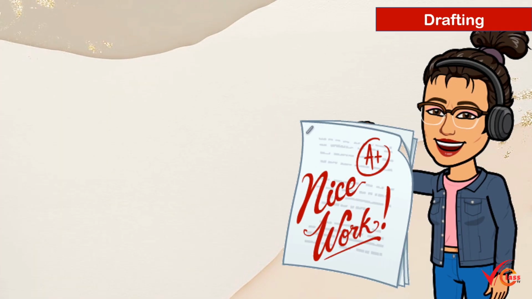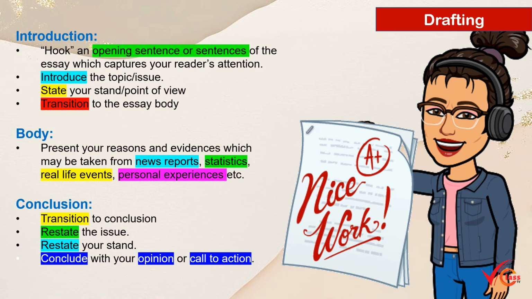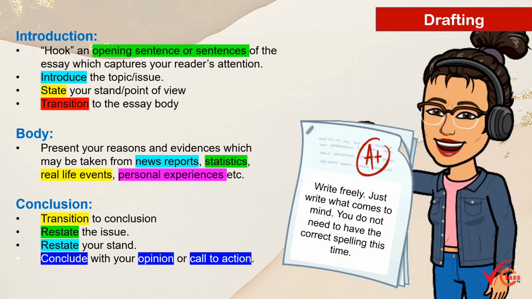The next thing that you are going to do is to draft your first write-up of the topic. Always remember that you are going to do the introduction like this, the body and the conclusion like that. This is just a guide anyway, but for this phase, you are just going to write freely. Just write what comes to mind, and you do not need to have the correct spelling this time. Just write freely.